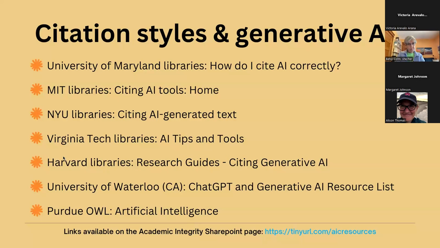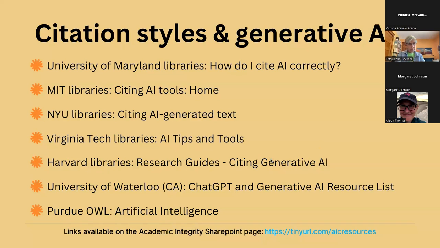Libraries has a pretty comprehensive suite of resources that encompasses not just citation, but also thinking critically about generative AI overall. A lot of Canadian universities have done some really good work on academic integrity in general, and their work on generative AI and academic integrity I found to be really instructive. I've been to a few conferences this year to learn from some of my Canadian peers.